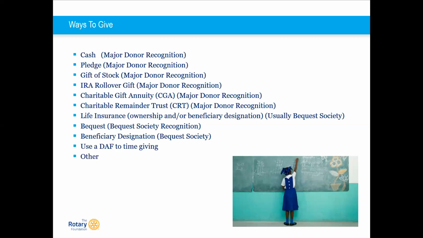So one of the benefits of the pledge is it preserves the flexibility for the donor to fund with whatever asset makes the most sense in that particular year, which might change. What cannot change is the designation. What I mean by that is if I decide that my gift is going to go to polio, I have to put every one of those pledge payments to polio.